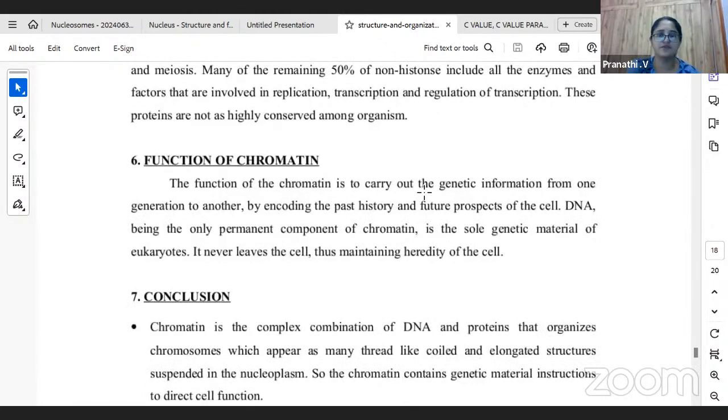So the function of the chromatin is passing down the genetic information. DNA is the only permanent component of the chromatin, and it is the sole genetic material, right? Mitochondrial DNA is different from your normal cellular DNA. Like I told you, only maternal inheritance is seen in mitochondria. So heredity of the cell is passed on from one cell generation to the next.